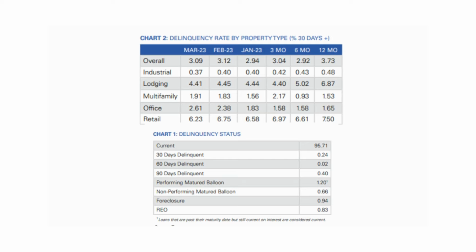And in the delinquency rate, though it is going down, let's see how each property type is doing. If you see office and retail, they're going up. The delinquency rate is going up, which is not good. We are going to observe this in the coming months and see what is going to happen on the delinquency side for retail and office property types.